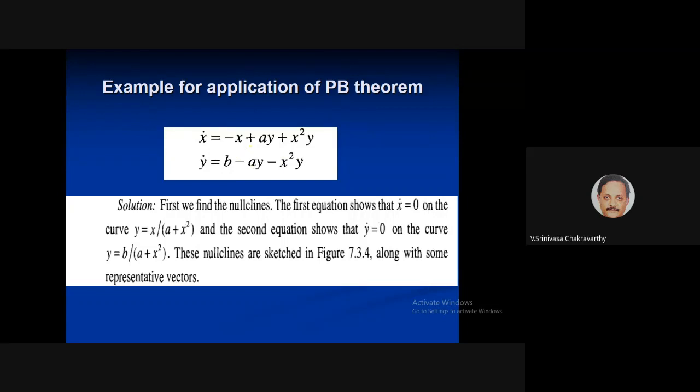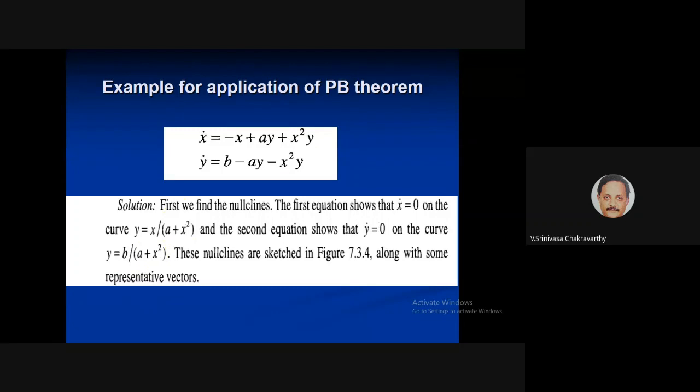x dot is equal to minus x plus a y plus x squared y. y dot is equal to b minus a y minus x squared y. So if you take the x null line, x dot equal to 0, you have y equal to x by a plus x squared. And if you look at the y null line, y dot equal to 0, just solve this, you get y equal to b by a plus x squared.